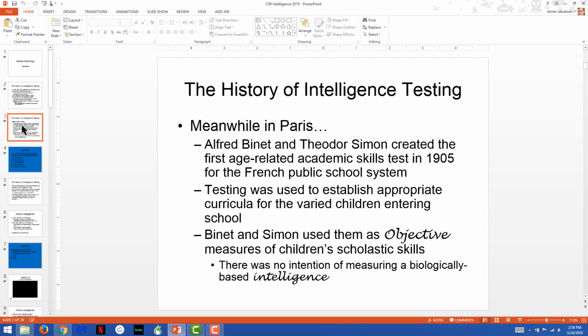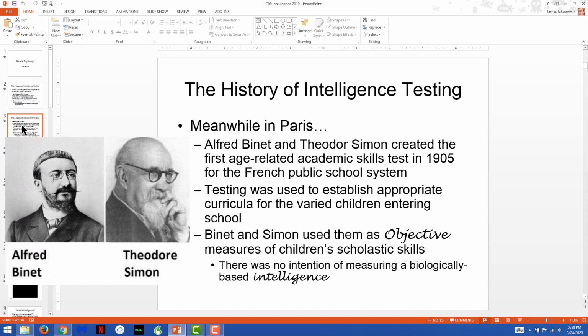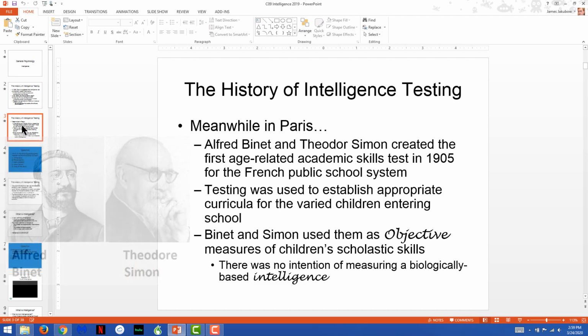So two of the people that are actually set up to start the original assessment of children coming into the school are Alfred Binet, who is an early psychologist. Notice it's 1905, so psychology has only been around for about 26 years. And Theodore Simon, who is a pediatrician. Binet and Simon work to create objective measures of children's scholastic skills, so that as children come into the public school system, they have a general idea of which classroom the children should be in. The advanced class, the slower class, the average class.